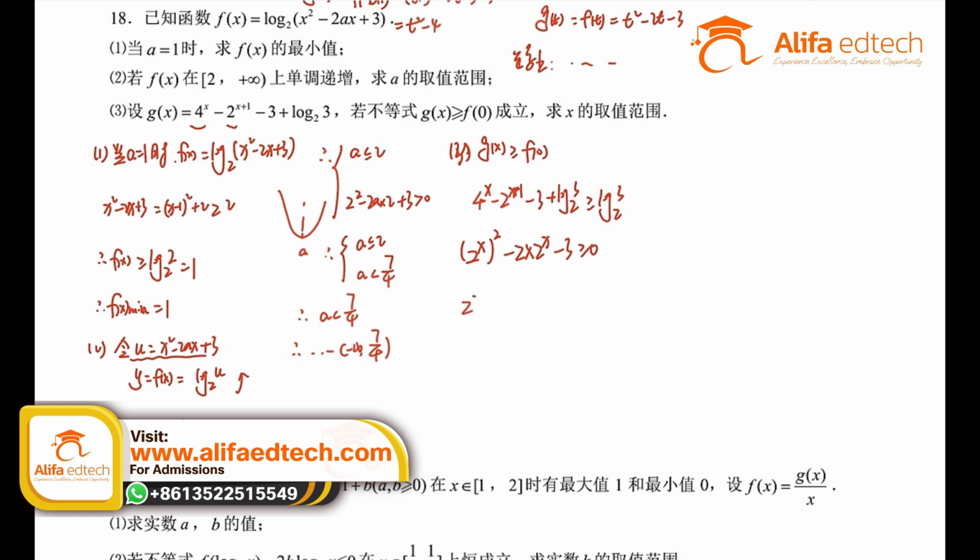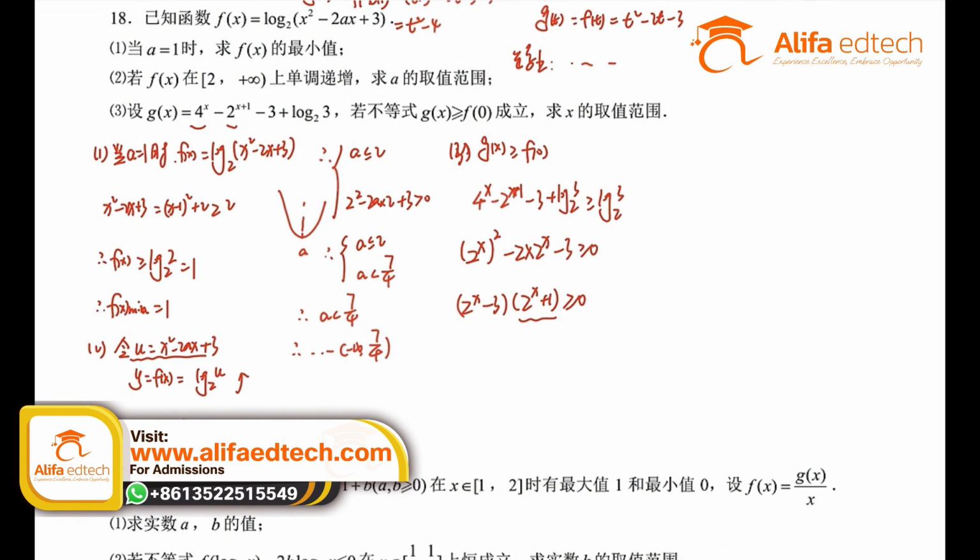So this means we can factorize it. 2 to the power of x minus 3 times 2 to the power of x plus 1 must be greater than or equal to 0. And we know that 2 to the power of x is definitely positive. So what does that mean? It must be greater than 0.